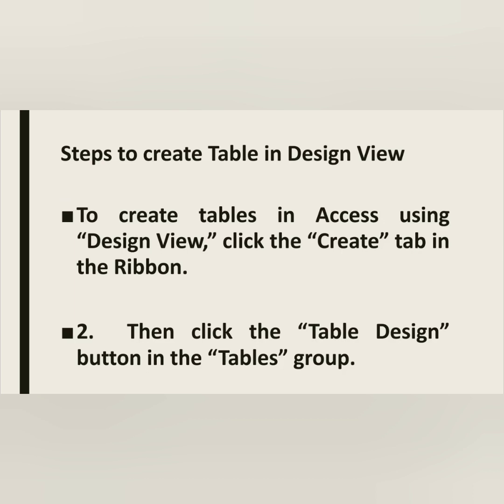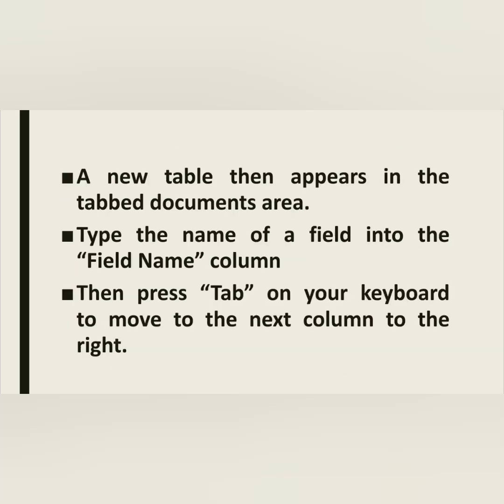To create a table in Access using design view, first click the Create tab in the ribbon. Second, click the Table Design button in the Tables group. A new table then appears in the tabbed document area. Type the name of the field into the field name column. Then press Tab on your keyboard to move to the next column to the right.